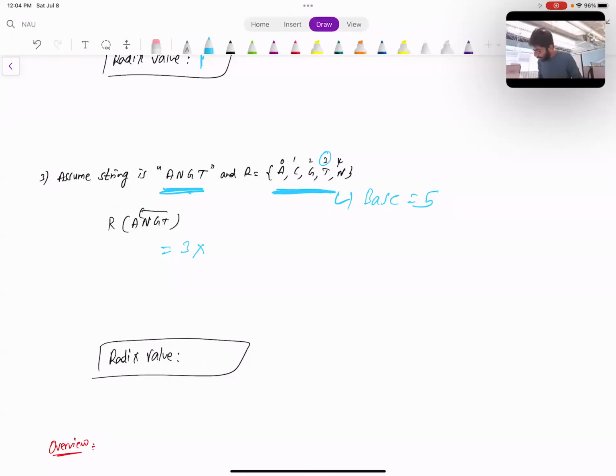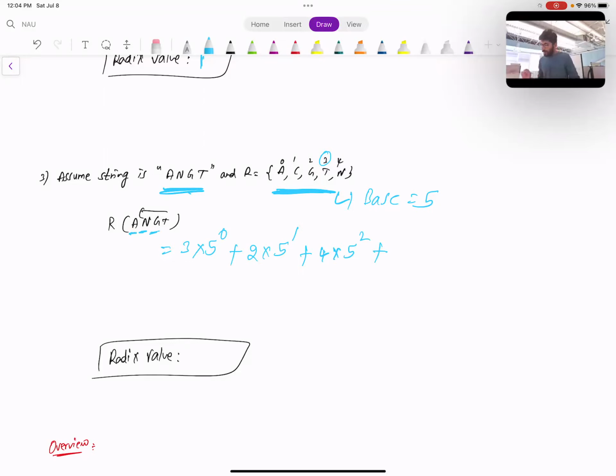So 3 into, now it's not 4 power, it is 5 power because the base is now 5. 5 power 0 plus, now what is the next character, G? What is the base of G? 2. 2 into 5 power 1 plus, what is the next character, N? What is the base value of N here? 4. 4 into 5 square plus, the last character now is A, correct?